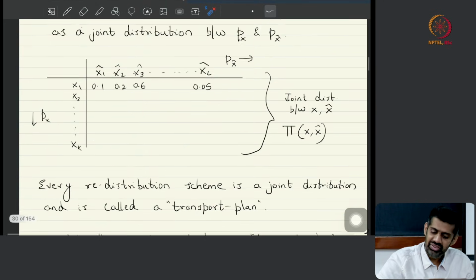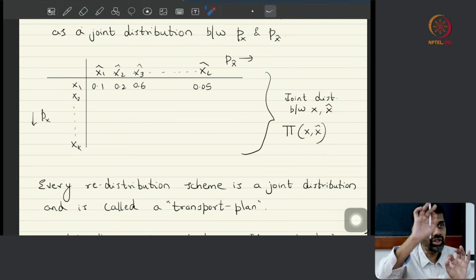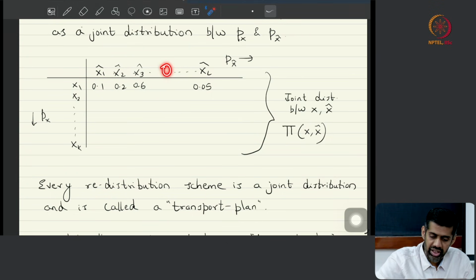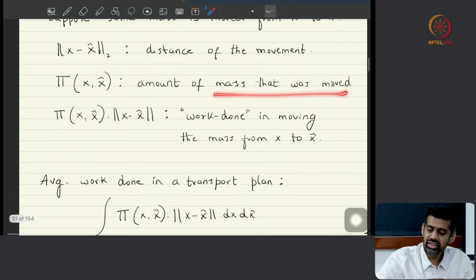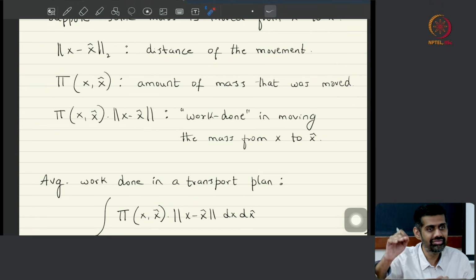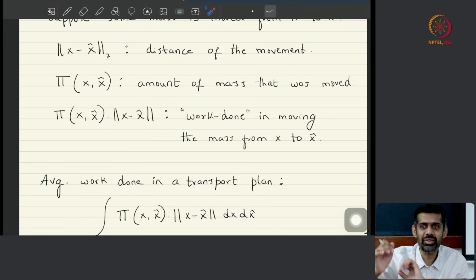In fact, it is very easy to see. If you take this table which is a joint distribution, every entry here is telling you the amount of mass that is to be moved from this point to this point so that it gets converted, that is what it would say. Okay. So that is the amount of mass that was moved and this is the distance with which it was moved. Now if you multiply those two, your high school physics tells you that it will give you the work done in moving the mass from x to x cap. So that is why the name earth mover distance, you are actually moving earth, which is dirt, from one point to the other so that the distributions get converted.